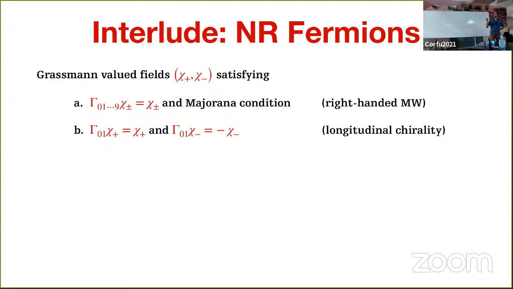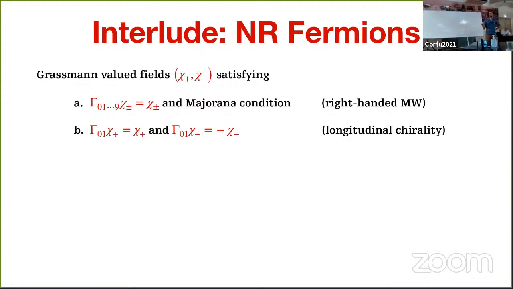Right, so before I go there, let me briefly say something about what I mean by fermions in this context, because often when I talk about this, people get confused and say, what do you even mean by fermions if you don't have a Lorentz algebra? And ultimately, it's very straightforward, but somewhat technical.